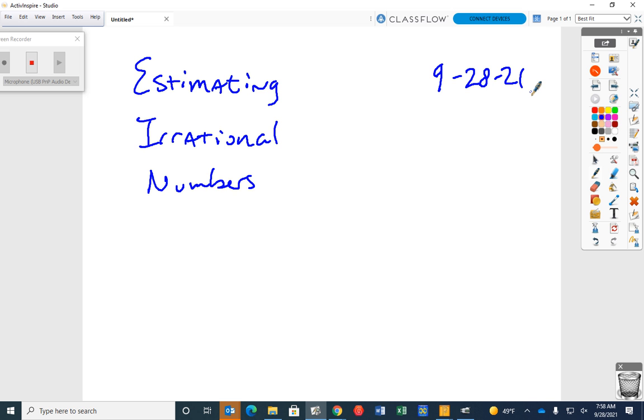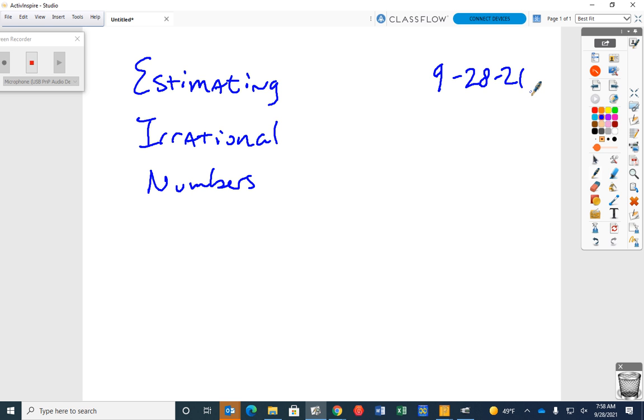Okay, so let's start. We already understand what an irrational number is, right? Would the square root of 26 be an irrational number? Yes. Why? Because it's not a perfect square. That's the only kind of irrational number I want you to think about. Think in terms of perfect squares and numbers that are not perfect squares.